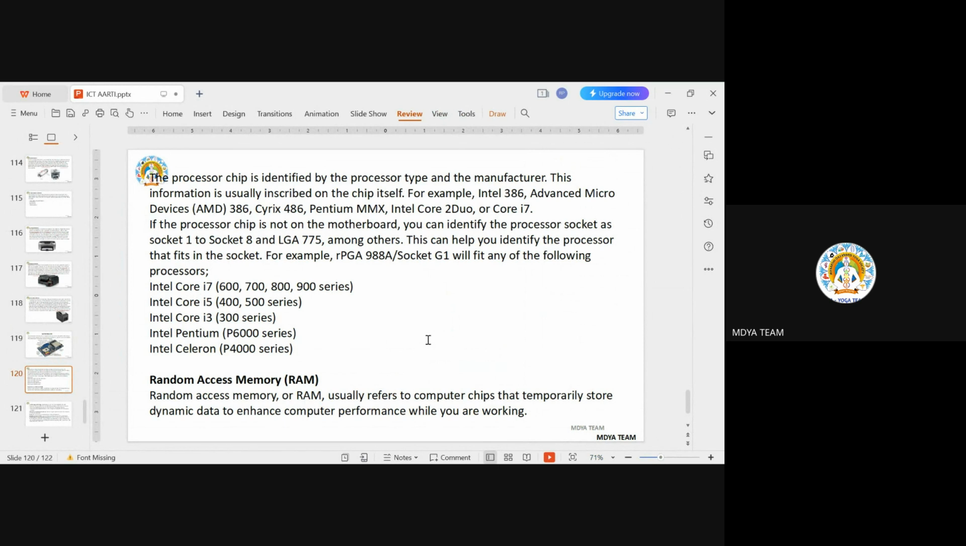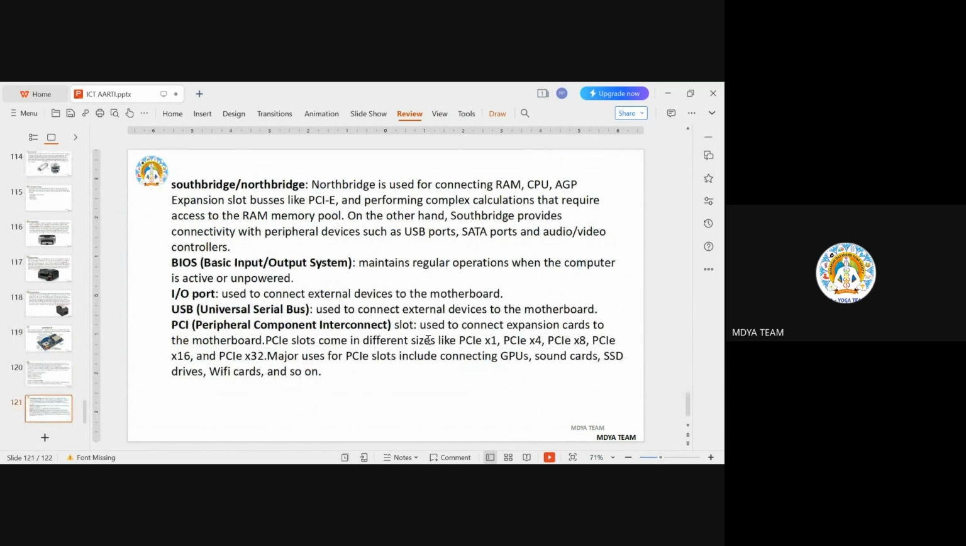Okay. So South Bridge and North Bridge, this is an important one. North Bridge is close to the CPU, because CPU is the brain of the computer and it needs fast functioning. So the things CPU needs to perform its functions are close to the CPU. North Bridge is used for connecting RAM, CPU, AGP expansion slots, and buses like PCI. PCI is for graphic cards, sound cards.